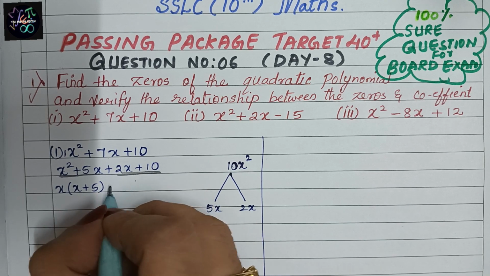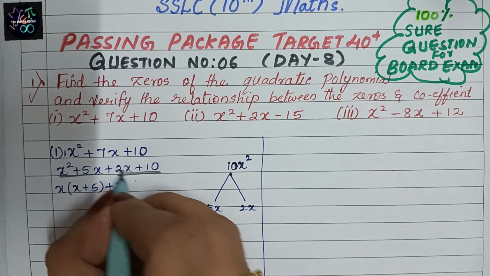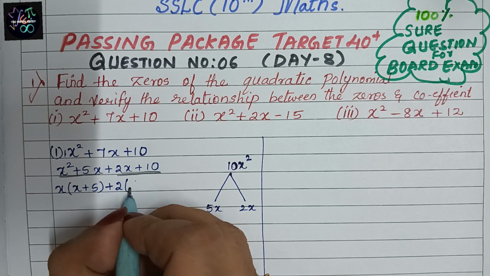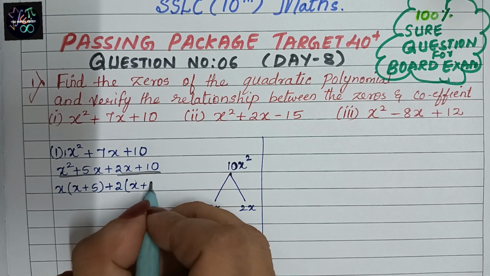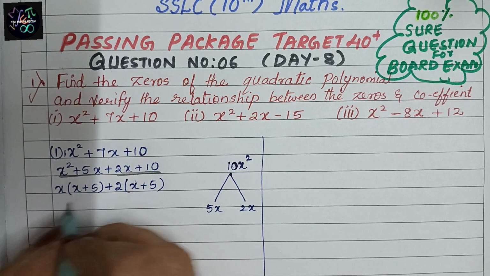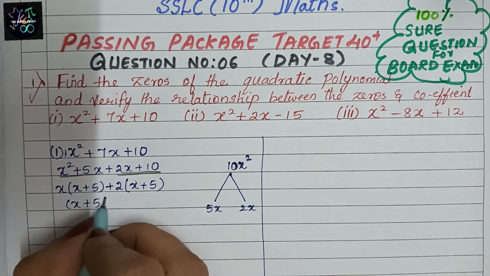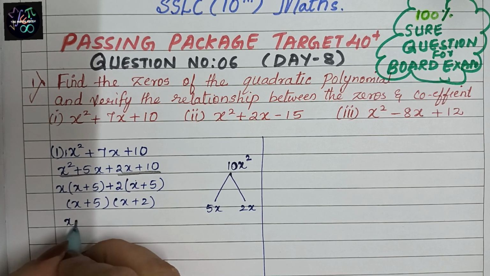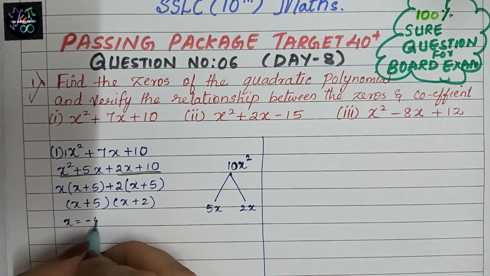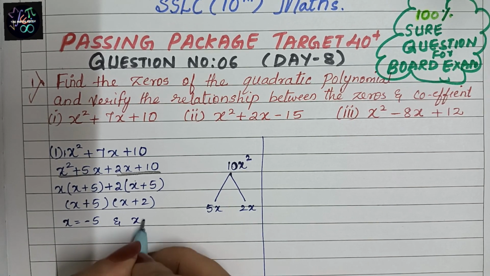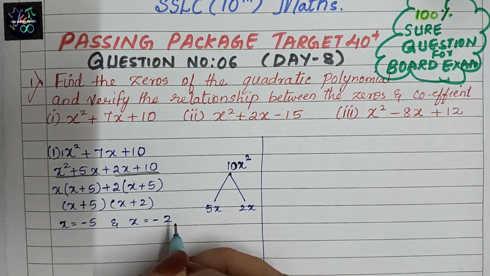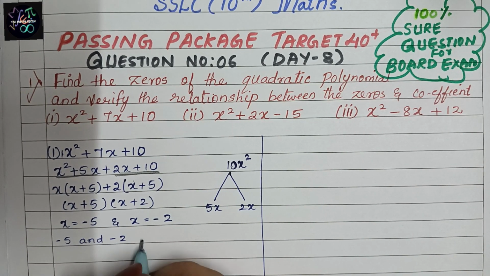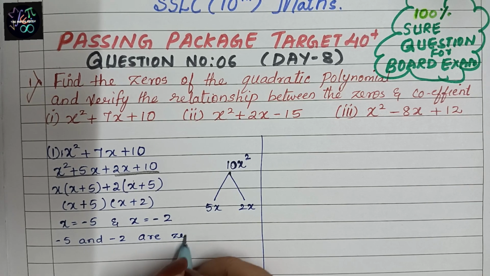Here 2 is common, so I will take 2 common. Why 2? Because in the 2 table, 10 comes. So 2 common, x remains. 2 times how many is 10? 2 fives are 10. Now the common bracket is x plus 5. What remains? x plus 2. So x is equal to minus 5, as plus 5 becomes minus 5, and x equals minus 2, as plus 2 becomes minus 2.